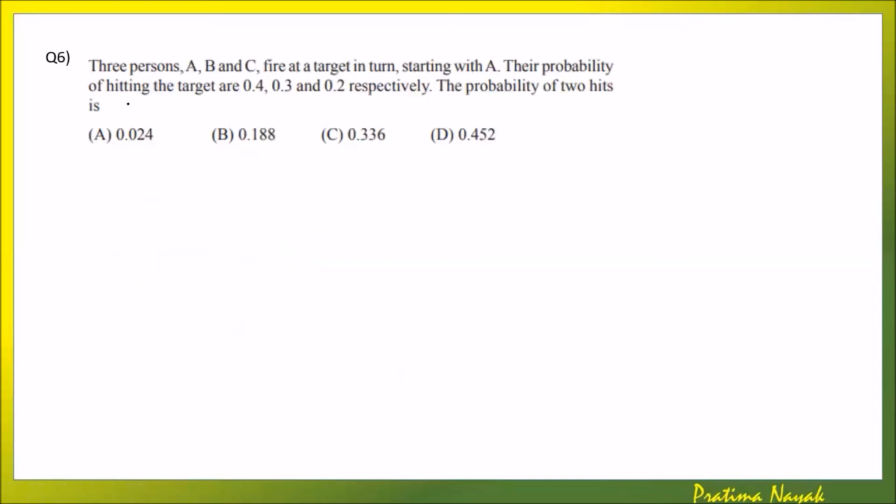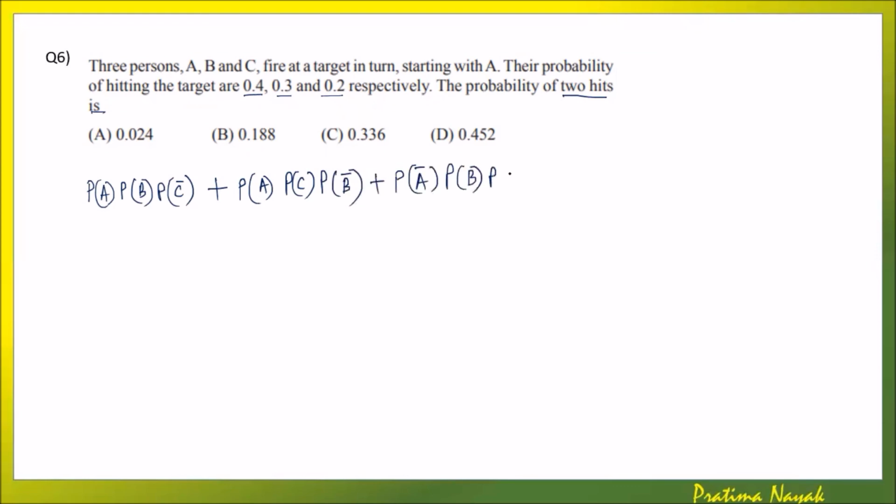Question number 6. 3 persons A, B, C fire at a target in turn, starting from A. The probability of hitting the target is 0.4, 0.3, 0.2 respectively. Probability of 2 hits. That means A hits, B hits, C is not hitting. Or A hitting, C hitting, B is not hitting. Or A not hitting, B hitting, C hitting. They are independent events, so we can multiply.